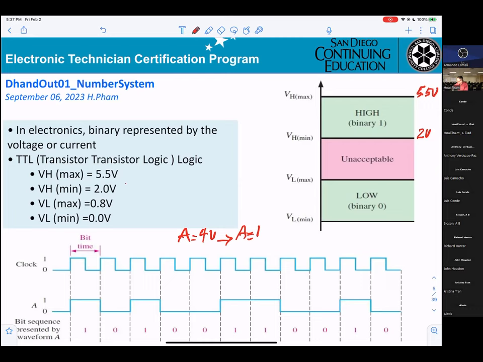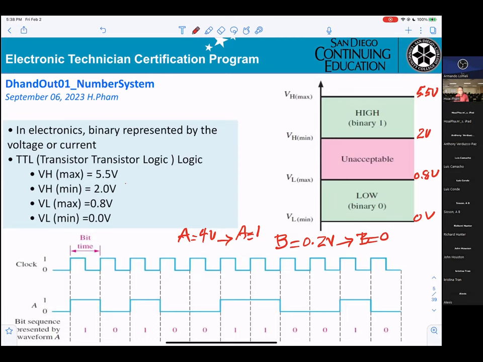And the V low, okay, 0.8 volt. And that will be 0. So from 0 to 0.8 volts will be 0. So that's why if you measure on the circuitry, you get point B, 0.2 volt. That will be telling you B equal 0. So now you understand. Okay, you're working, you get the voltage. However, you cannot do anything with that voltage. That voltage is telling you whether it is logic one or logic zero.